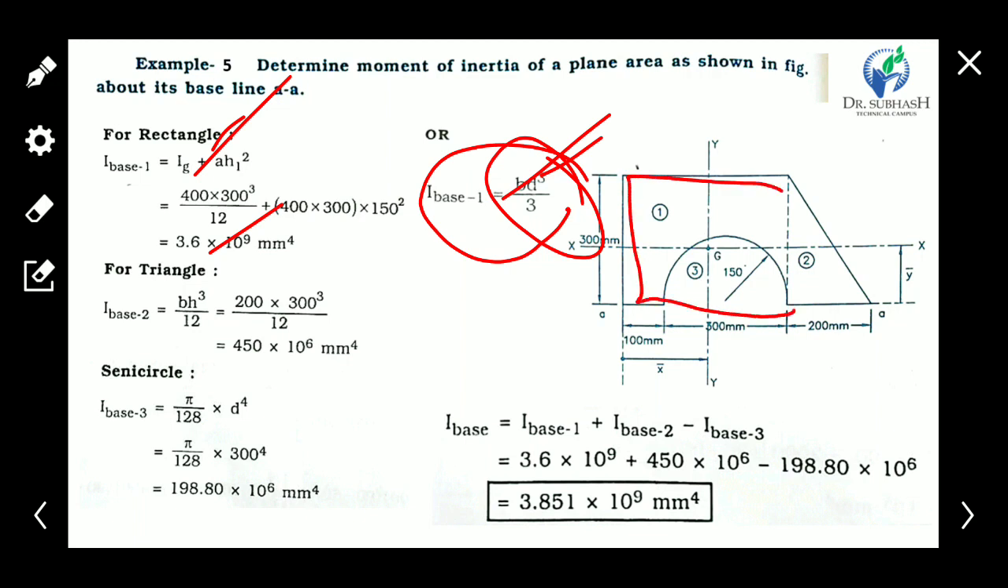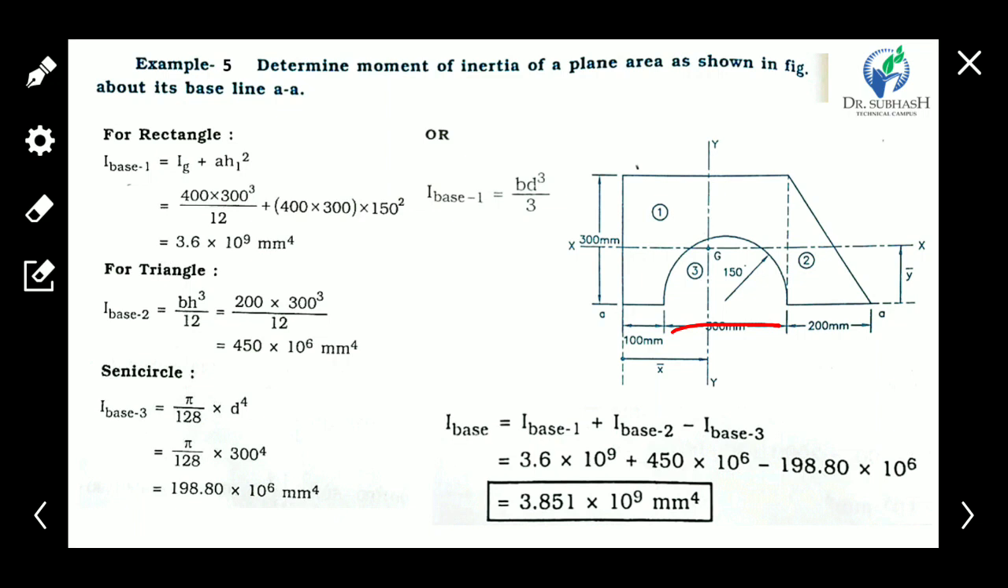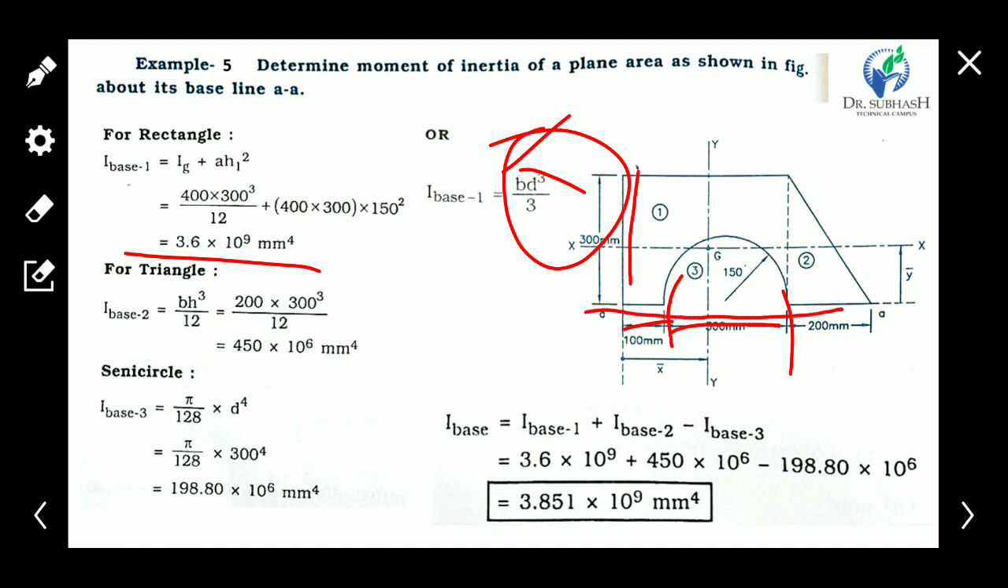This rectangle section, breadth is 300 mm and depth is 300 mm. Okay, sorry, breadth is 400 mm; 300 is only the diameter of the semicircle plus 100. So breadth is 400 mm and depth is 300 mm, and put these values in this equation and we get the value of 3.6 into 10 raised to 9 mm raised to 4. So the moment of inertia of the rectangle about the base axis, we got that.